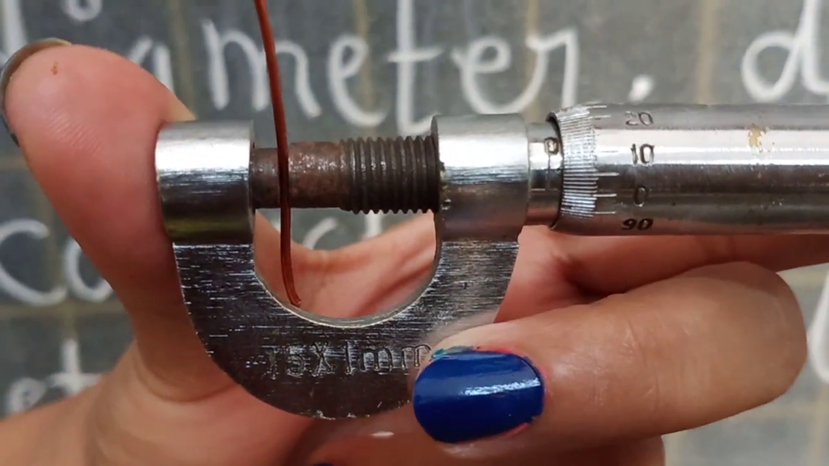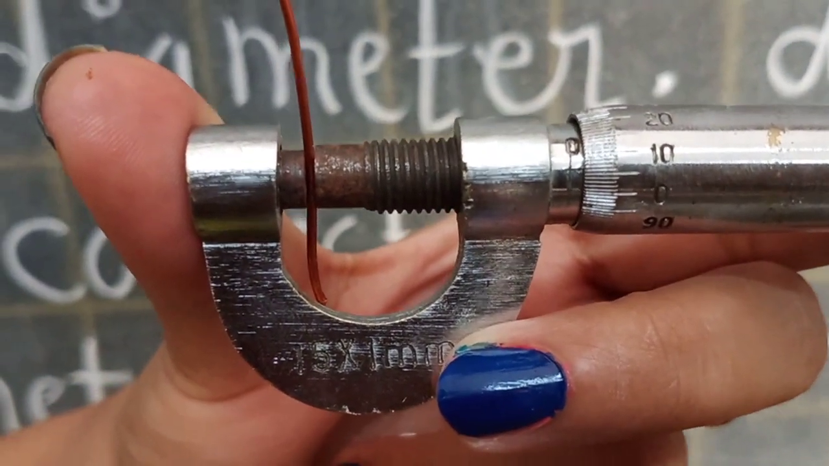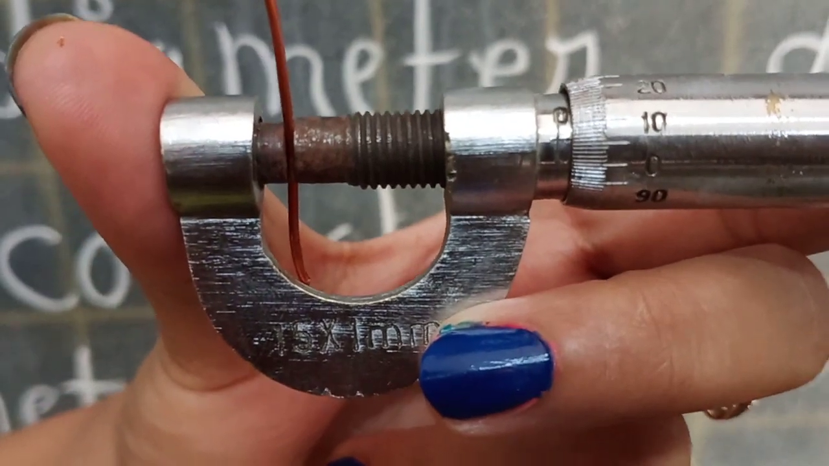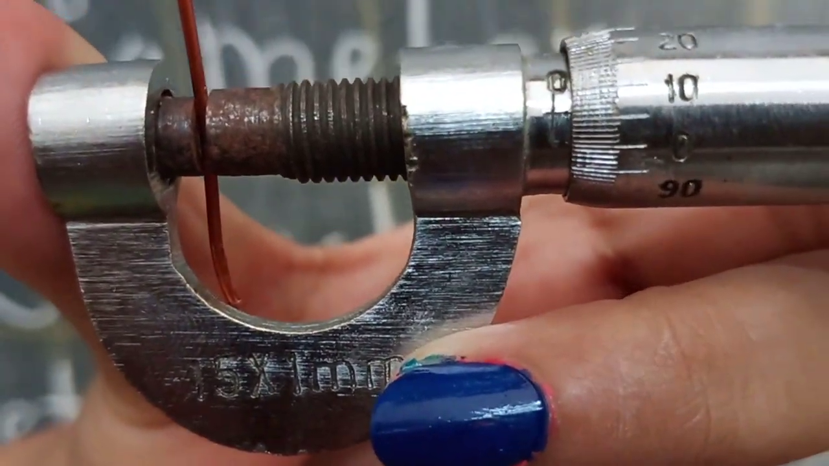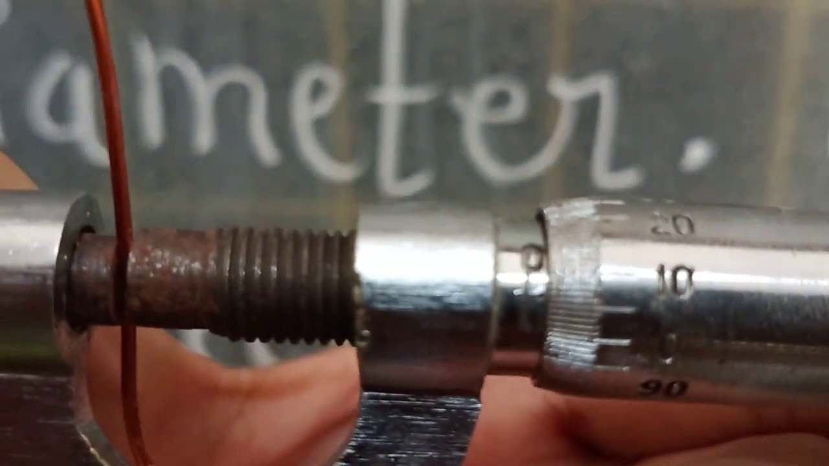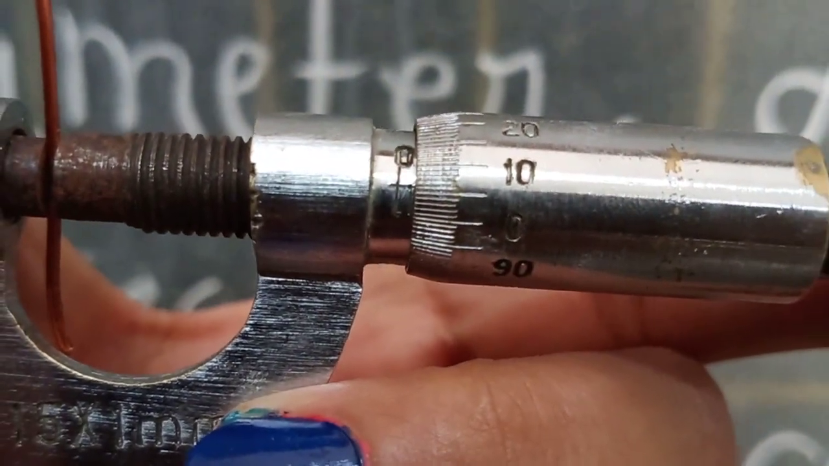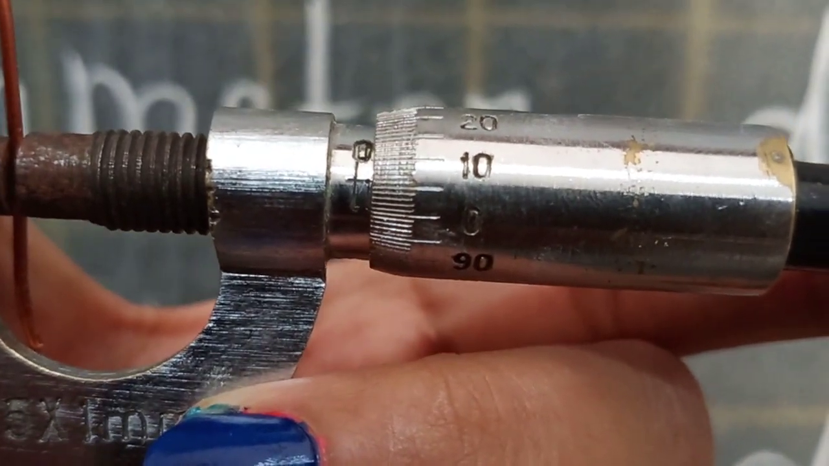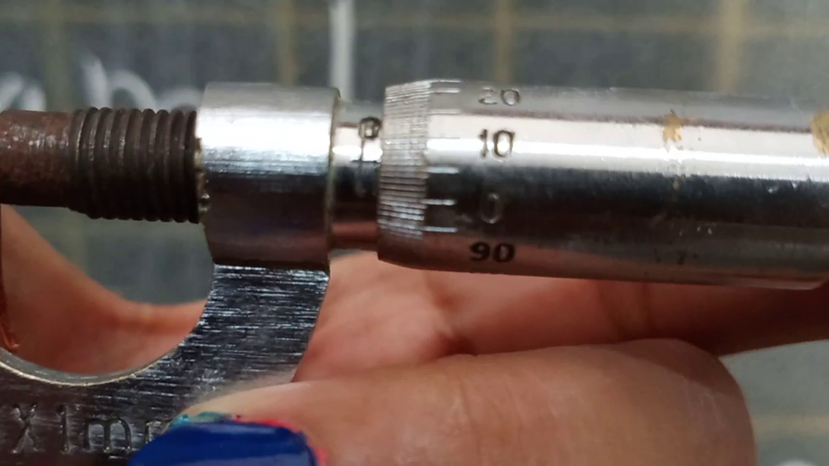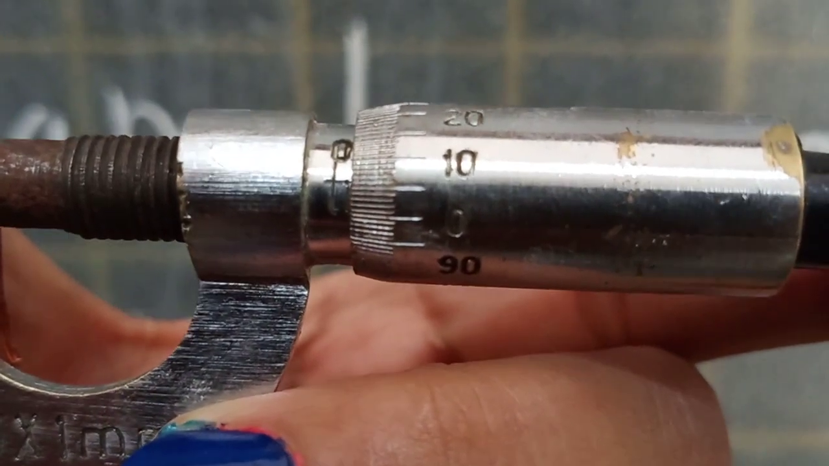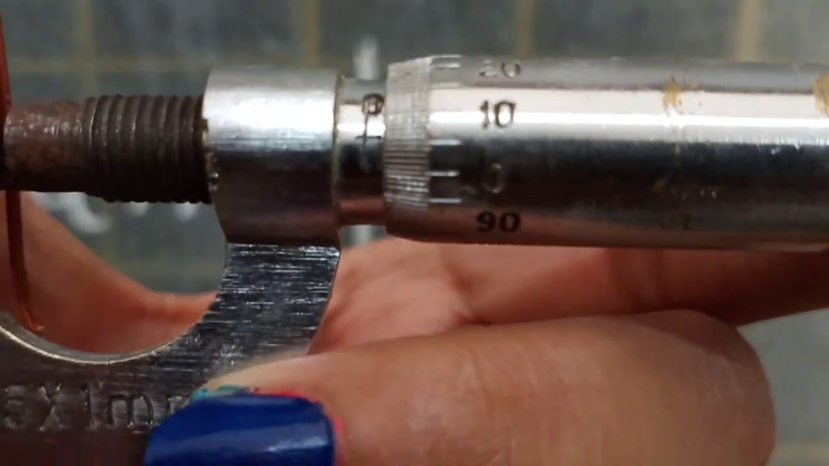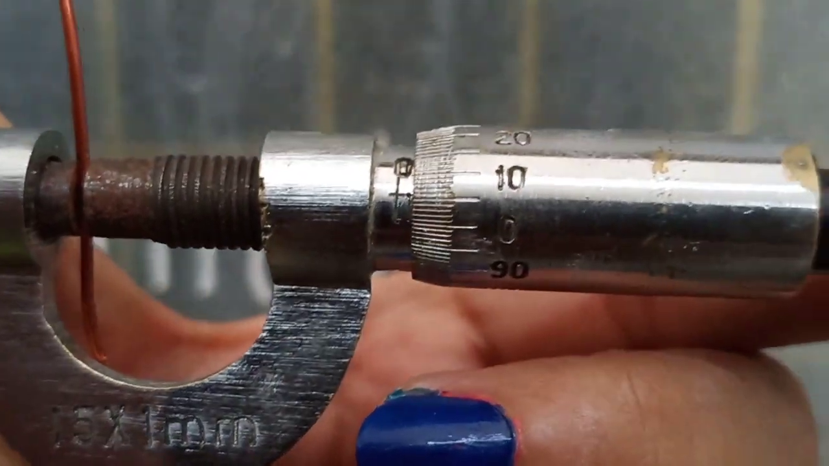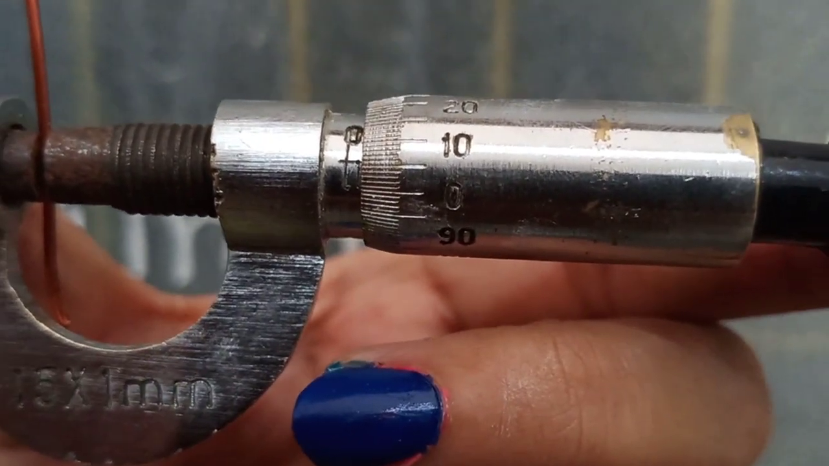Now see dear children, I have kept an object, the wire provided in the lab, fixed between the studs, and this is about to give us a reading. You can see here after 0 only one line is visible, and this open end of the cylinder gives us the main scale reading, right? After 0 there is one line, and our screw gauge is in millimeters, right? So therefore 1 millimeter is the main scale reading.